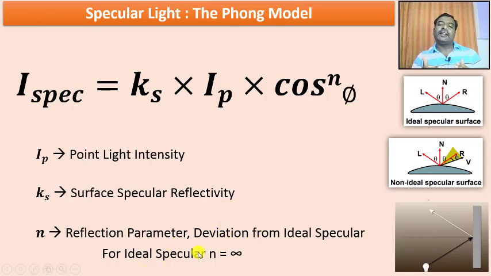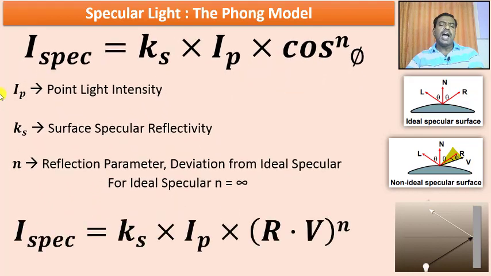Anything, when it decreases, the spot tends to increase, and this is going to depend upon cos and the phi. And now you know what is IP, you know what is Ks. And now with this, I'm just going to replace I specular with cos n phi, as R vector into V vector to the power of n, where n is going to tell me what is the ideal specular reflector parameter I'm going to use.